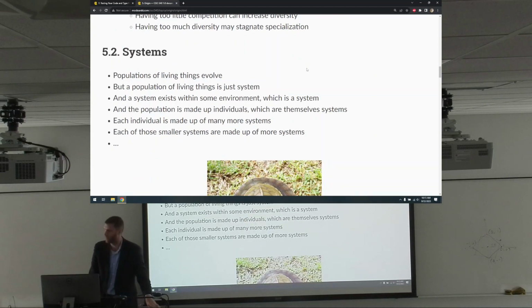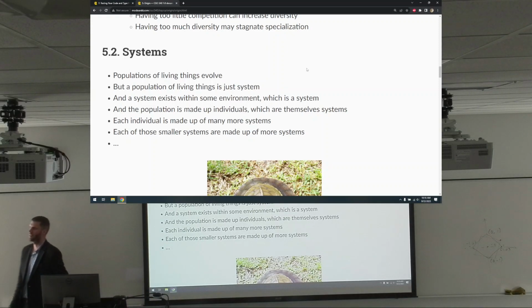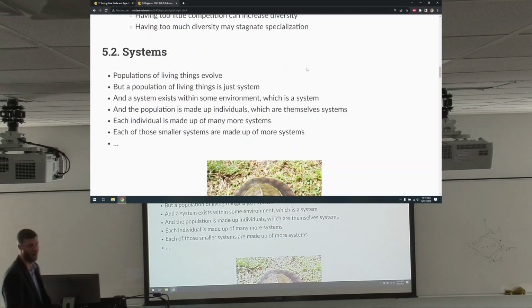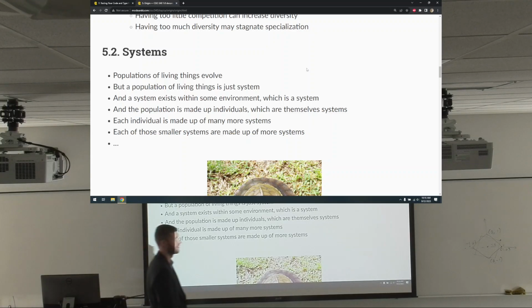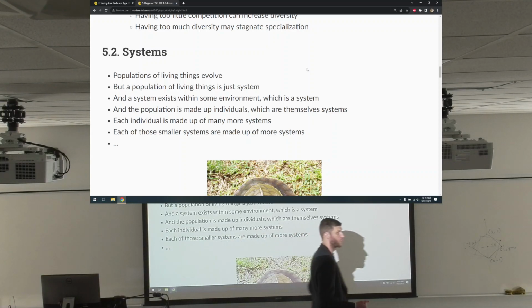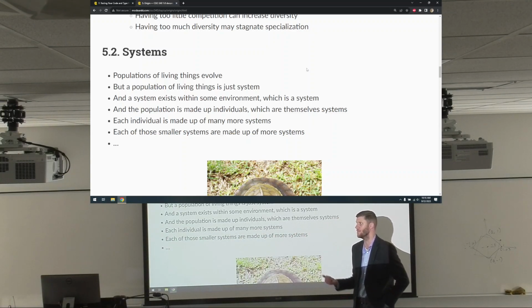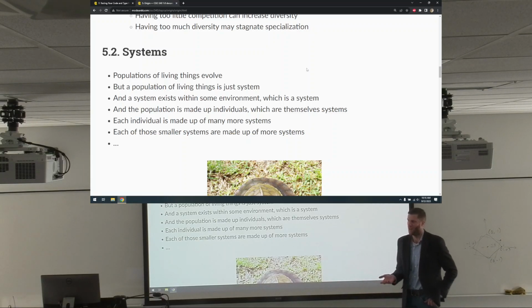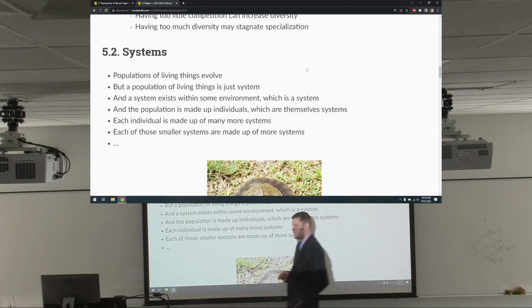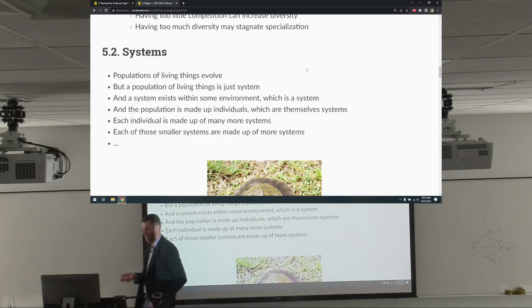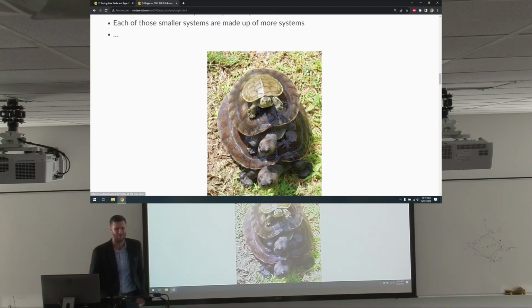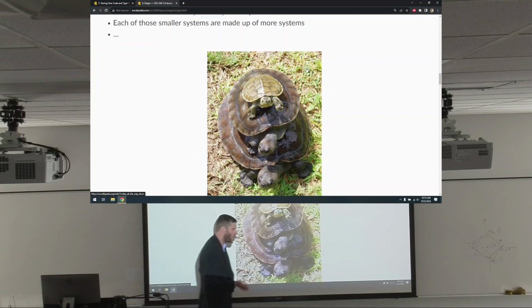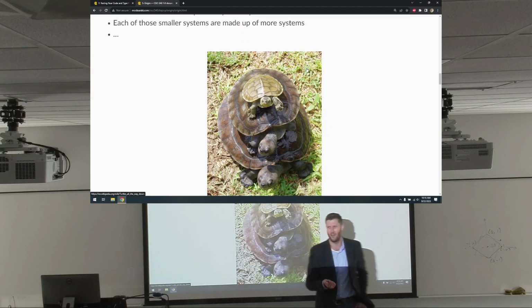Systems. So, populations of living things evolve, but a population of living things is just a system. And a system exists within some environment, which in itself is a system. And a population is made up of individuals, which are themselves systems. And each individual is made up of many more systems, and each of those smaller systems is made up of even more systems, right? So we could play this game forever. There's the phrase, it's turtles all the way down, right?